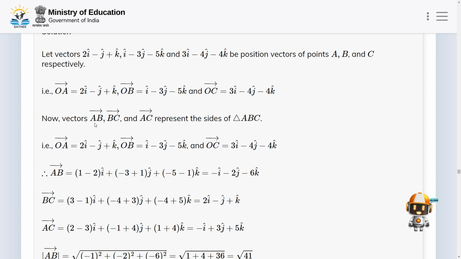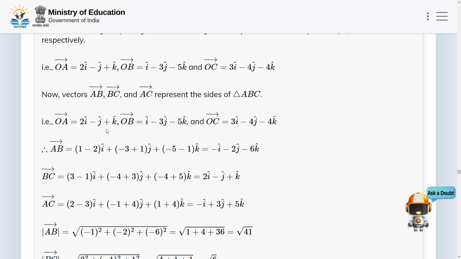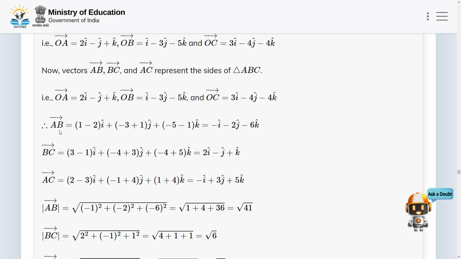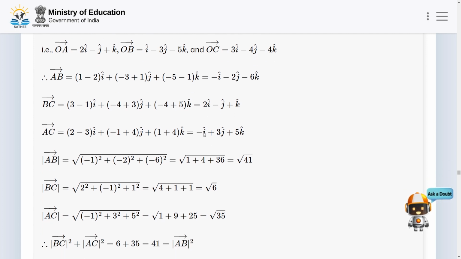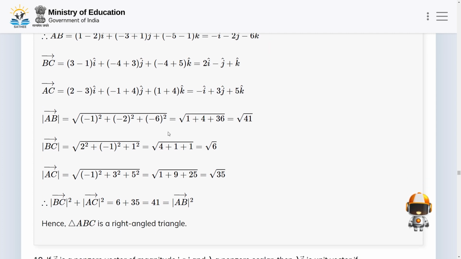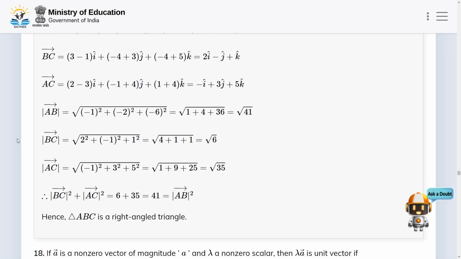Now AB vector, BC vector and AC vector represent the sides of triangle ABC. So OA vector, OB vector, OC vector are already given. This gives you AB vector as, using your properties and triangle law, minus i hat minus 2j hat minus k hat. BC vector will be 2i hat minus j hat plus k hat. AC vector will be minus i hat plus 3j hat plus 5k hat. The magnitude for AB will be root 41. Magnitude for BC will be root 6. Magnitude for AC will be root 35.